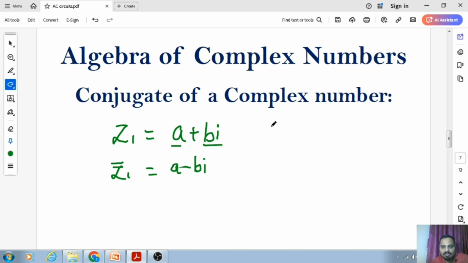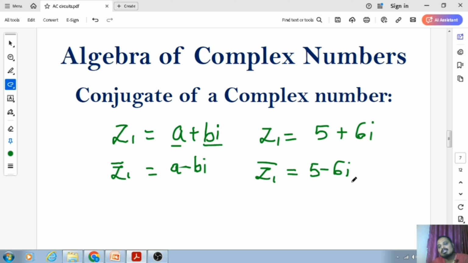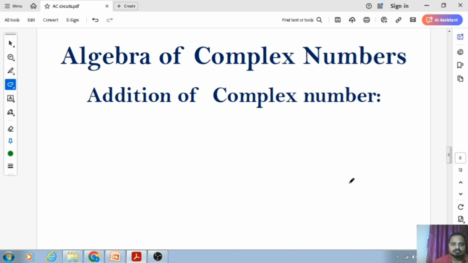For example, if I have Z1 is equal to 5 plus 6i, so the complex conjugate of Z1 is equal to 5 minus 6i. Okay, so this is the conjugate of a complex number. Next is addition of complex numbers. How can we perform the addition of complex numbers?